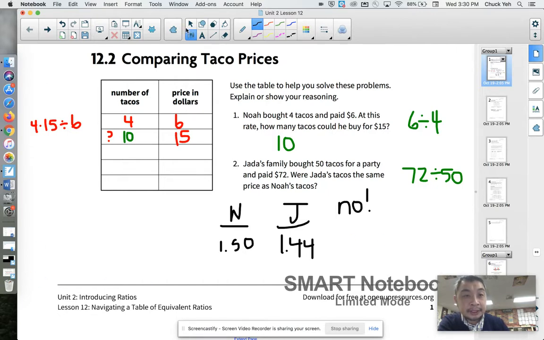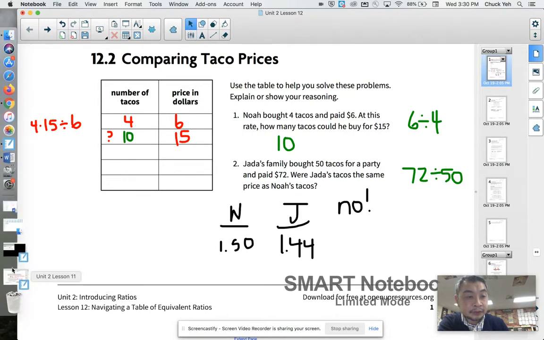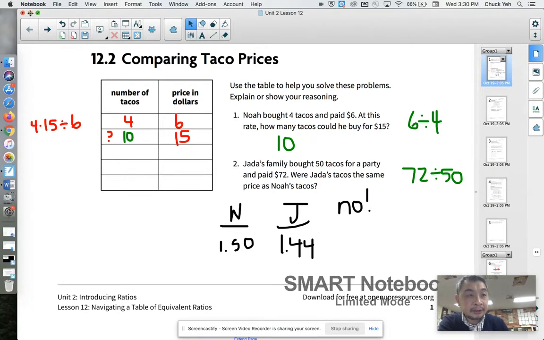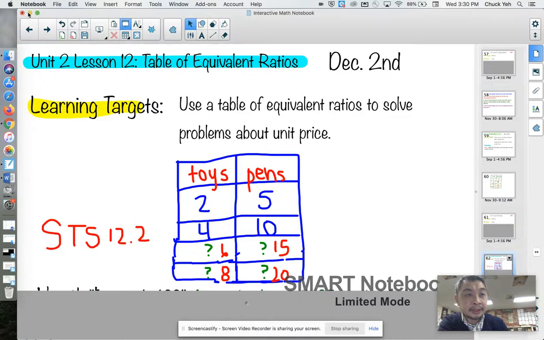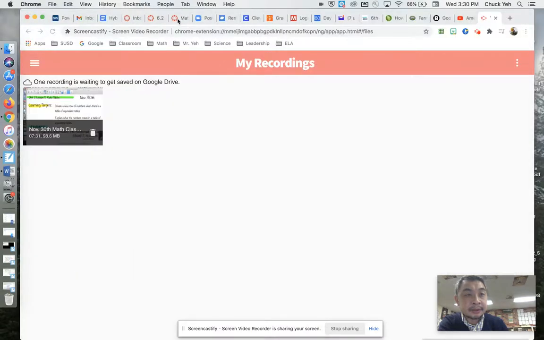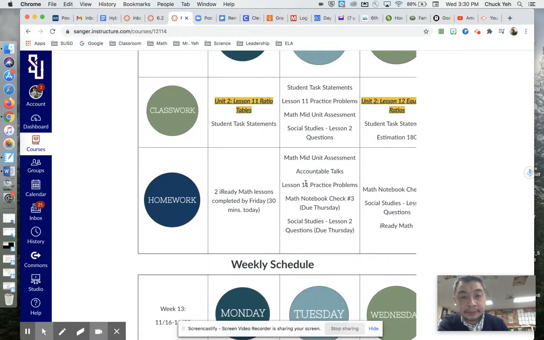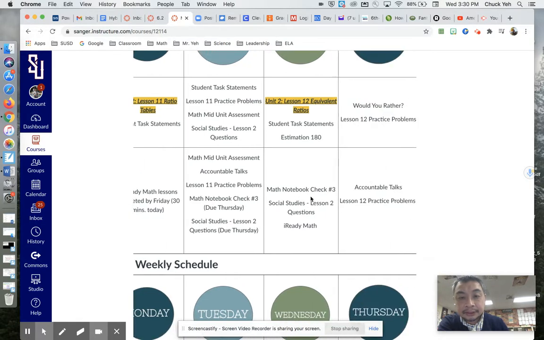When you're done with this, just make sure that you do the homework. Let me see where it is. The math notebook check. Finish that up. Social studies lesson 2 questions. Figure that out. Make sure you get that done for tomorrow. And then if you haven't been on iReady, make sure you do that. Okay, and also know your accountable talks for this week. We're almost done with it.